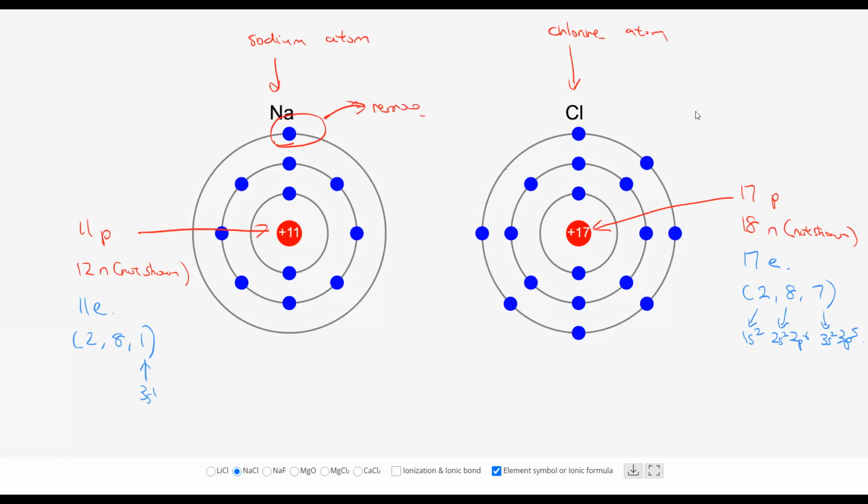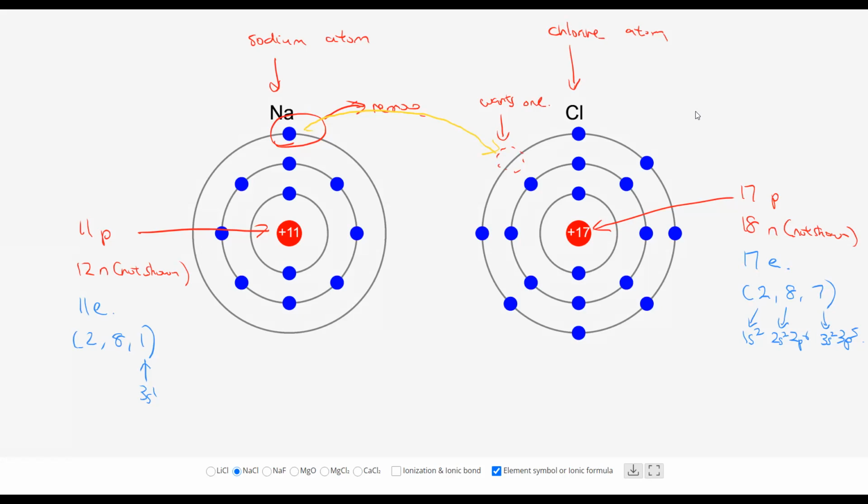Chlorine wants to have 8 electrons in its outer shell. So you can quite clearly see that there's a very beneficial transaction, right? If sodium gives this electron and chlorine accepts it, then sodium is happy, and chlorine will also be happy. Because there's this sort of benefit to both sides, that's likely to happen, and that's what we talk about when we talk about ionization.